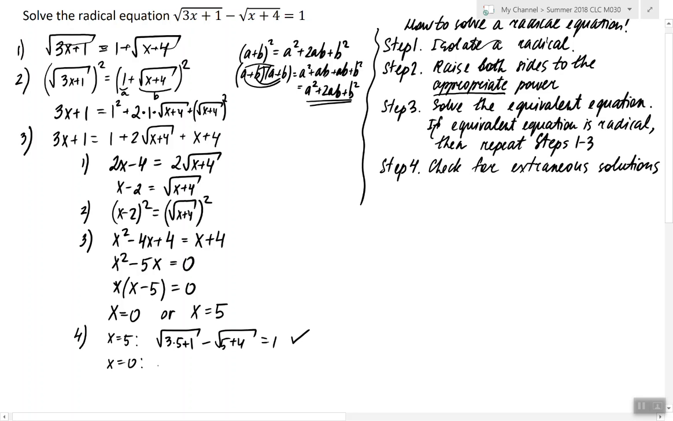If we check x equals 0, we get square root of 3 times 0 plus 1 minus square root of 0 plus 4 equals 1. And it is easy to see that this is not true. So we exclude x equals 0 from the solution set, and the only solution that is left is x equals 5. So the solution set of the radical equation above is x equals 5.